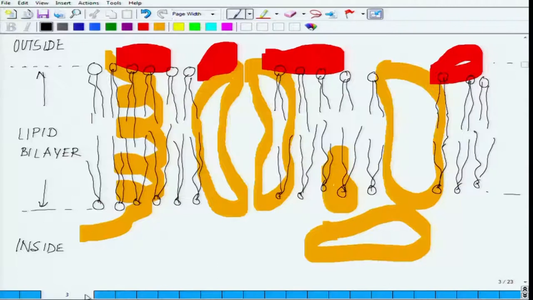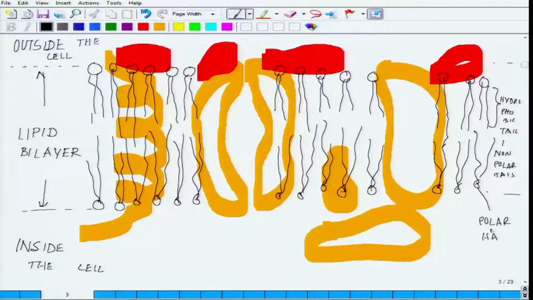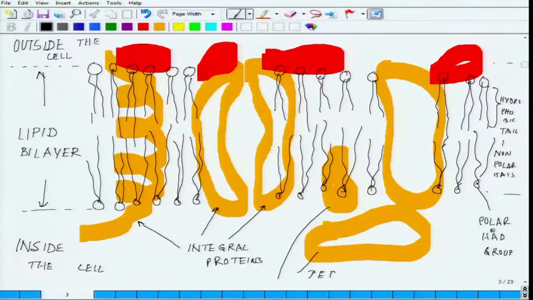Okay. Coming back to the structure of the membrane. So, this is outside the cell, and this is inside the cell, and these are the hydrophobic tails or nonpolar tails of the lipids, and these are polar head groups of the lipids. And these are all the different integral proteins spanning the membrane, and yet there are certain proteins which do not span the membrane, and those are called peripheral proteins.